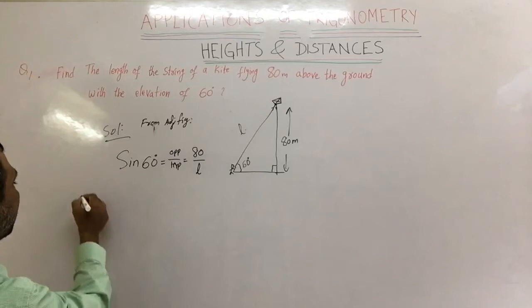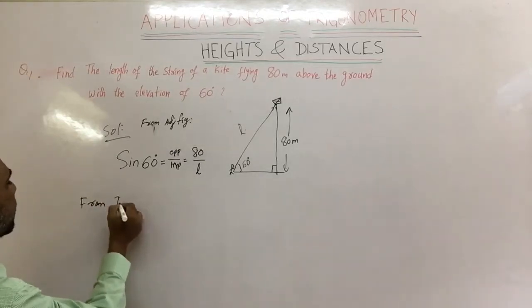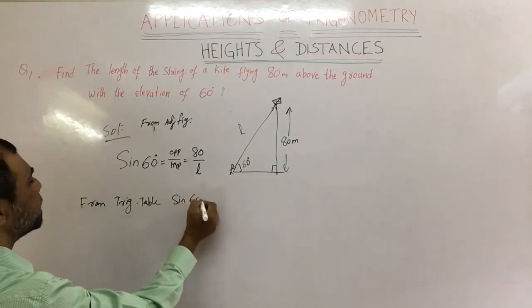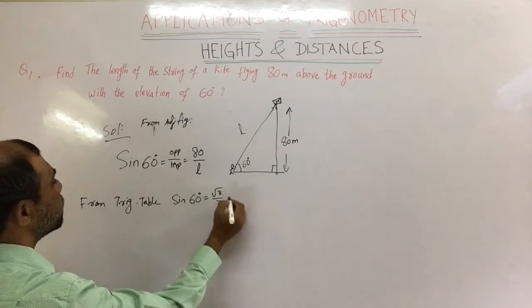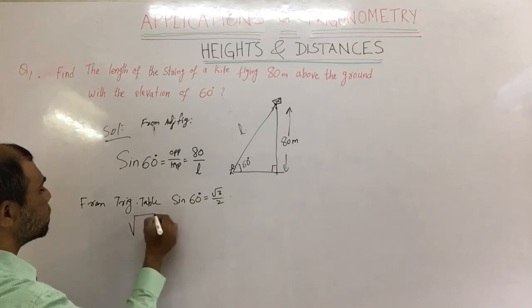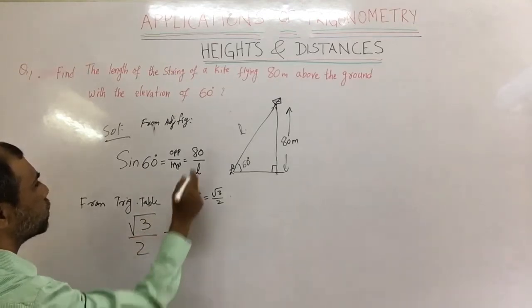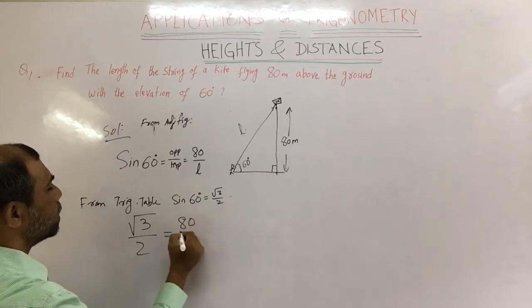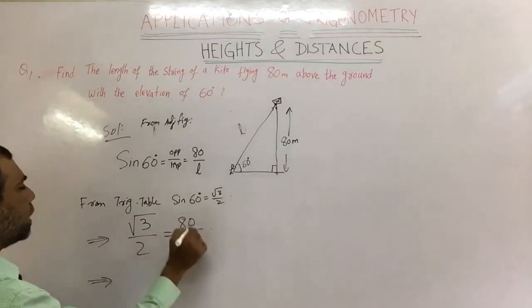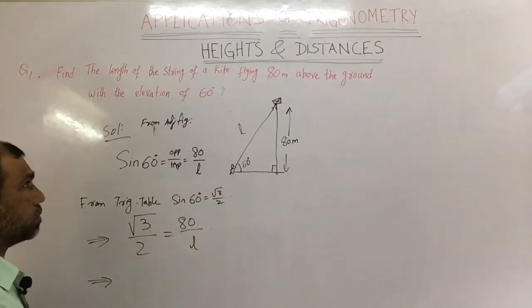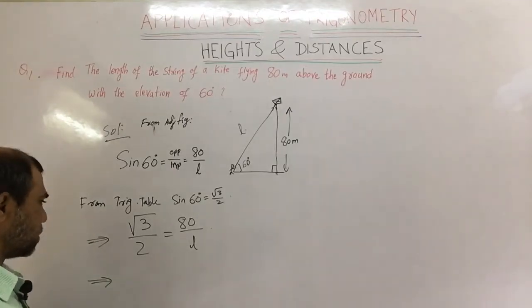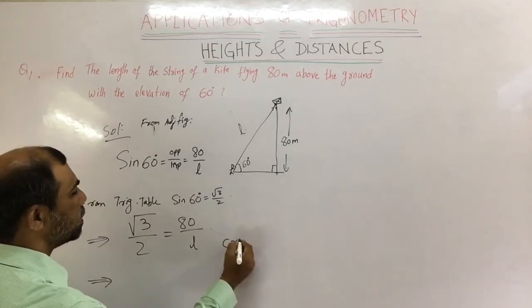But from the trigonometric table we know that sine 60 degrees is equal to square root of 3 over 2. So, we will put this value here instead of sine 60: square root of 3 over 2 is equal to 80 over L. Now you need to solve for L, that is the length of the kite string. How can you do it? You can take the cross multiplication.